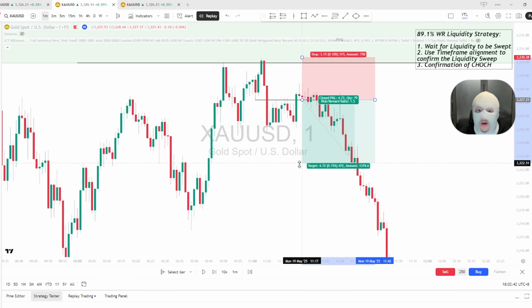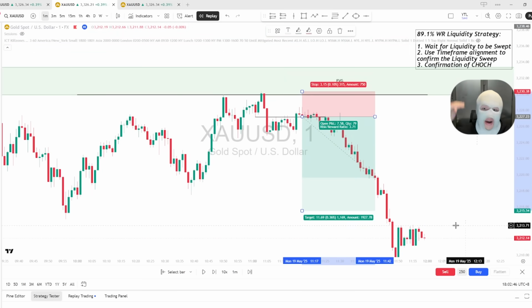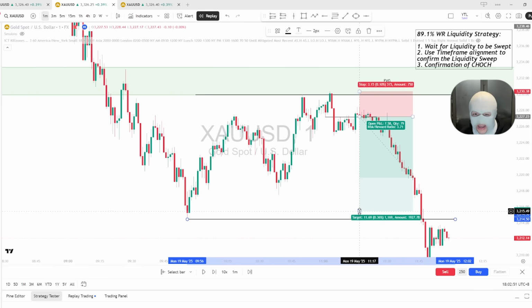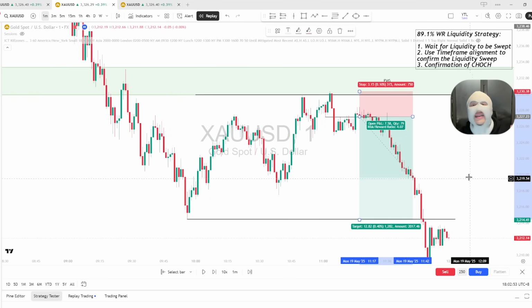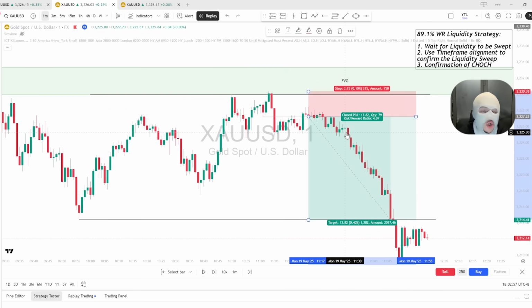Now, our take profit, we can use liquidity pairings yet again. Since we swept the 1 hour high, we target the 1 hour low right here. This right here is going to be our final TP. Now, let's see what happens. Price messes around for a little bit near our entry and then finally dumps to our full take profit.